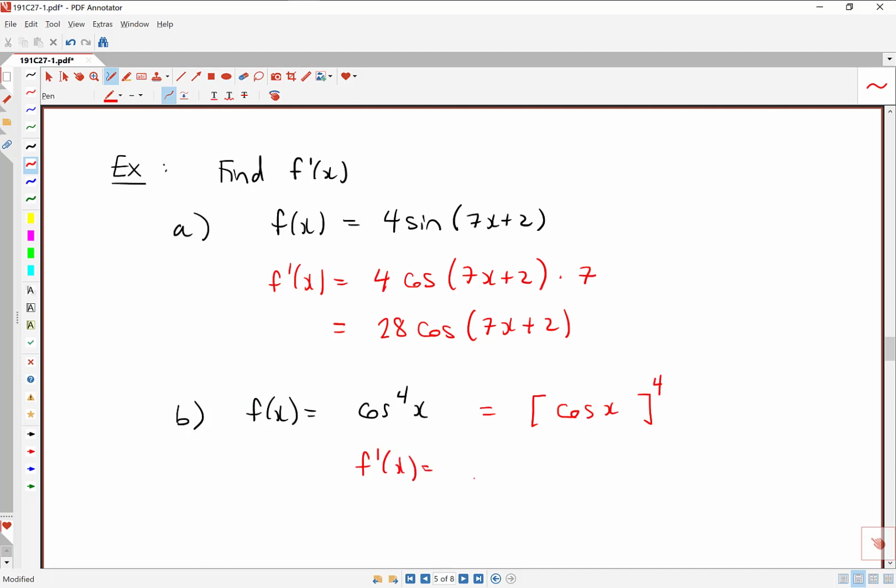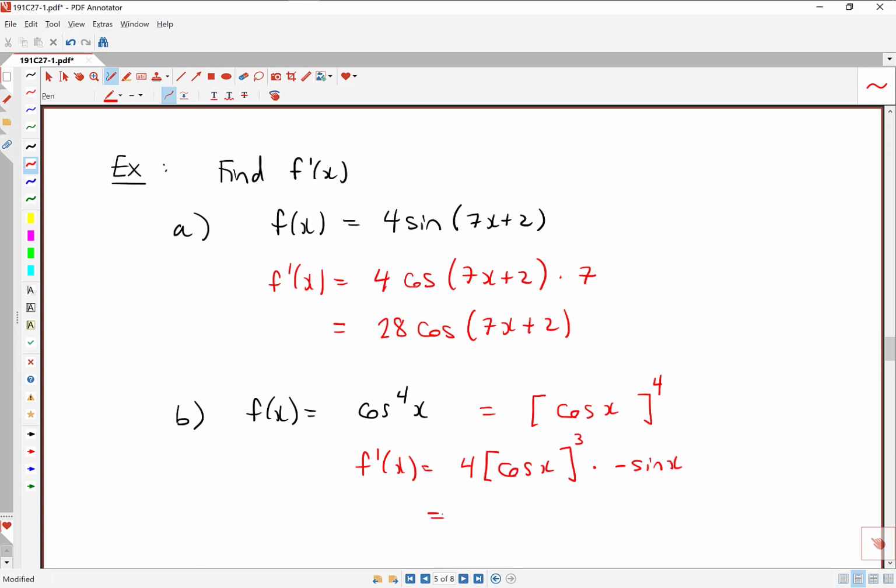So we want to deal with the 4th power first. The 4th power comes down in front, inside function stays the same, power decreases by 1, and then we multiply by the derivative of our inside function. Derivative of cos x is minus sine x.